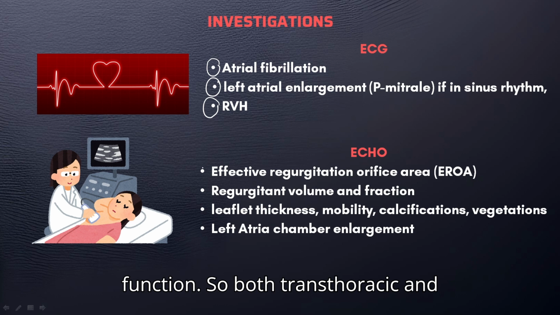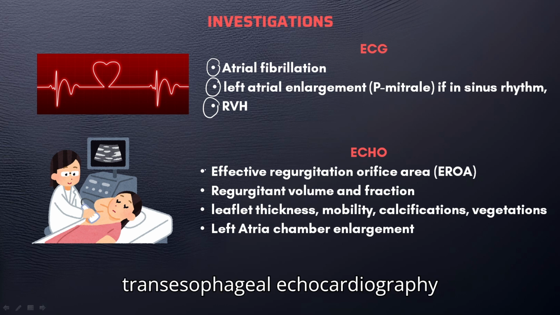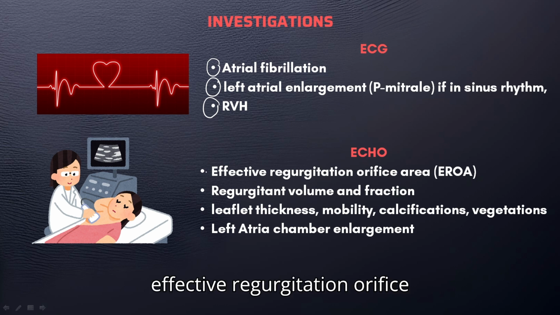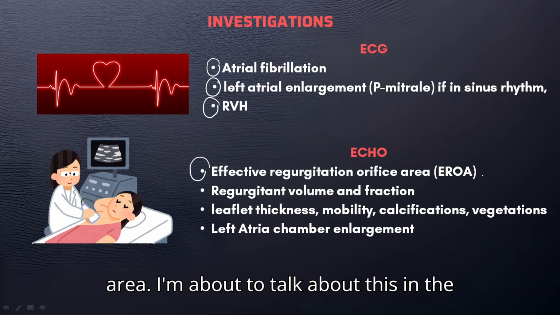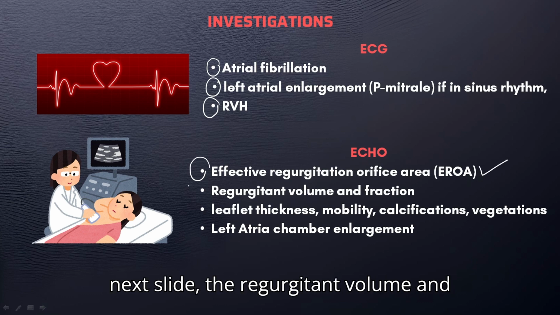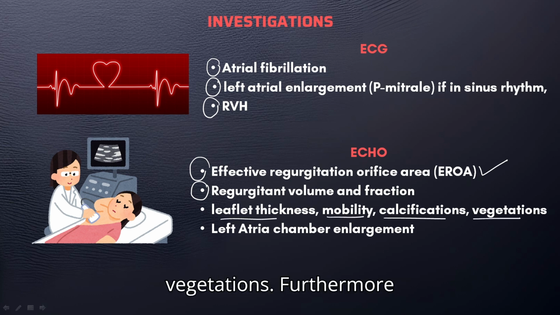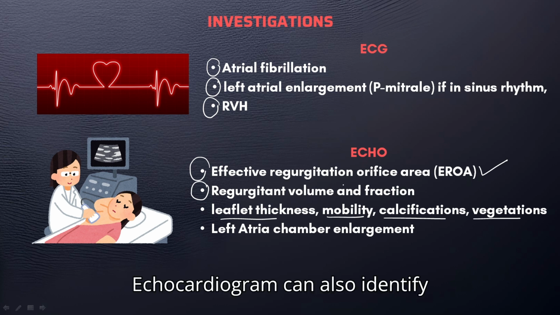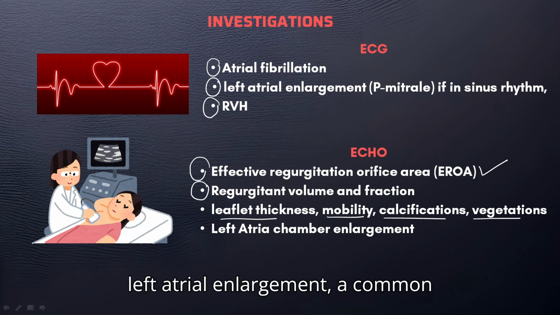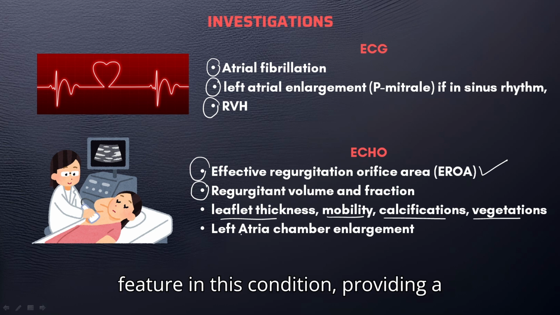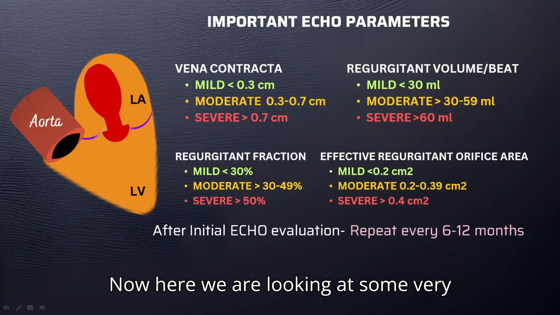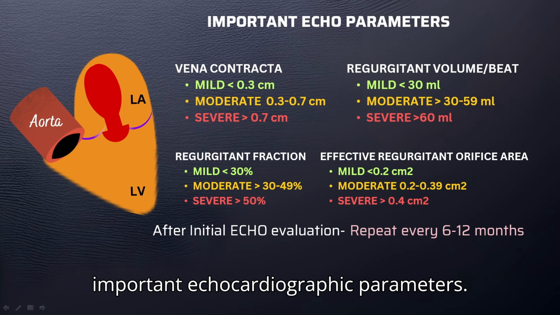So both transthoracic and transesophageal echocardiography offer insight into the effective regurgitant orifice area. I'm about to talk about this in the next slide. The regurgitant volume and fraction, and it also helps assess the leaflet thickness, its mobility, calcifications, and vegetations. Furthermore, echocardiogram can also identify left atrial enlargement, a common feature in this condition, providing a comprehensive understanding of the cardiac status.